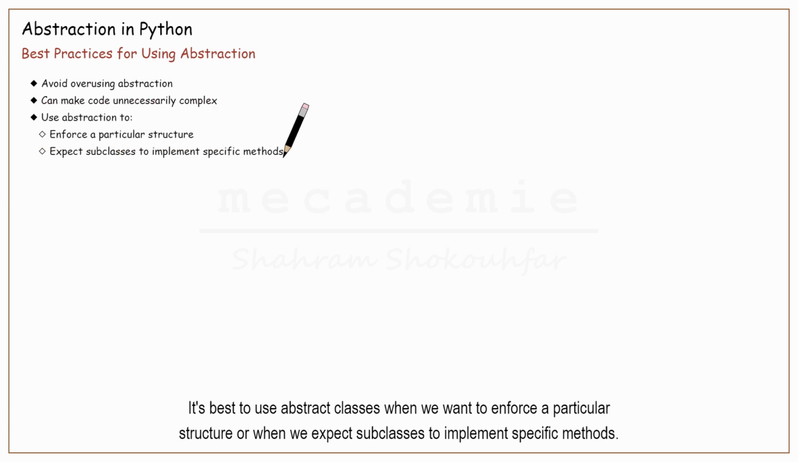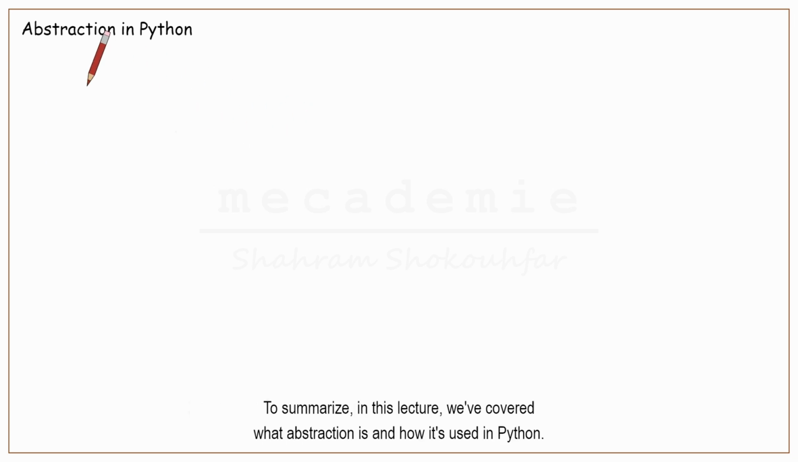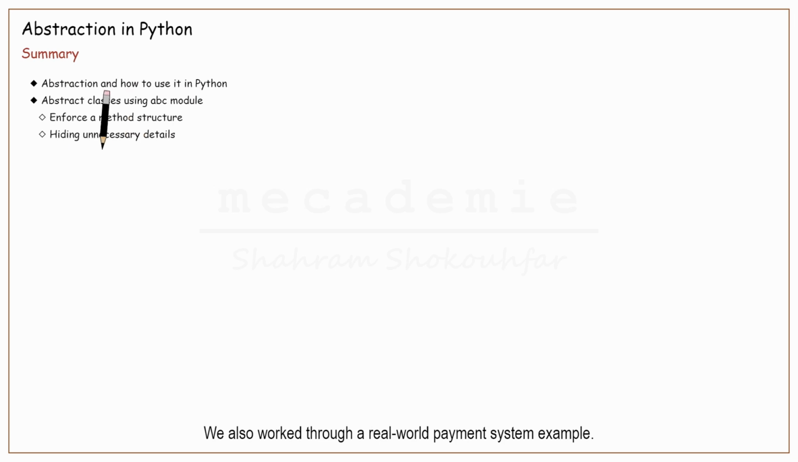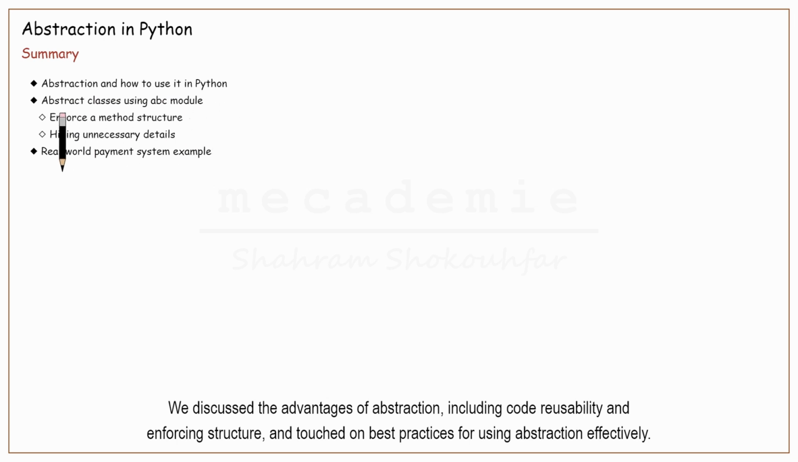To summarize, in this lecture, we've covered what abstraction is and how it's used in Python. We looked at abstract classes, the ABC module, and saw how abstraction allows us to enforce a method structure while hiding unnecessary details. We also worked through a real-world payment system example. We discussed the advantages of abstraction, including code reusability and enforcing structure, and touched on best practices for using abstraction effectively.